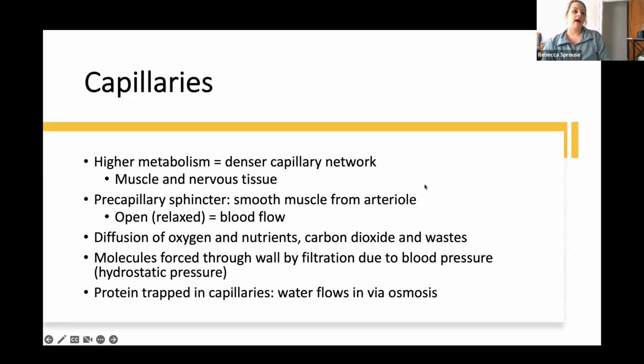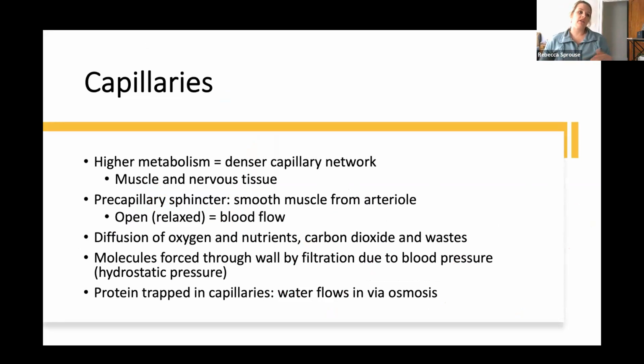So the areas that have the most capillaries have the higher metabolism. So you're talking about your muscles and your nervous system. Those things use the most energy, so they need the most oxygen delivered to them and the most nutrients delivered to them. And how do you deliver oxygen and nutrients? You put a capillary bed there. And so those things have the most dense capillary networks of everywhere.